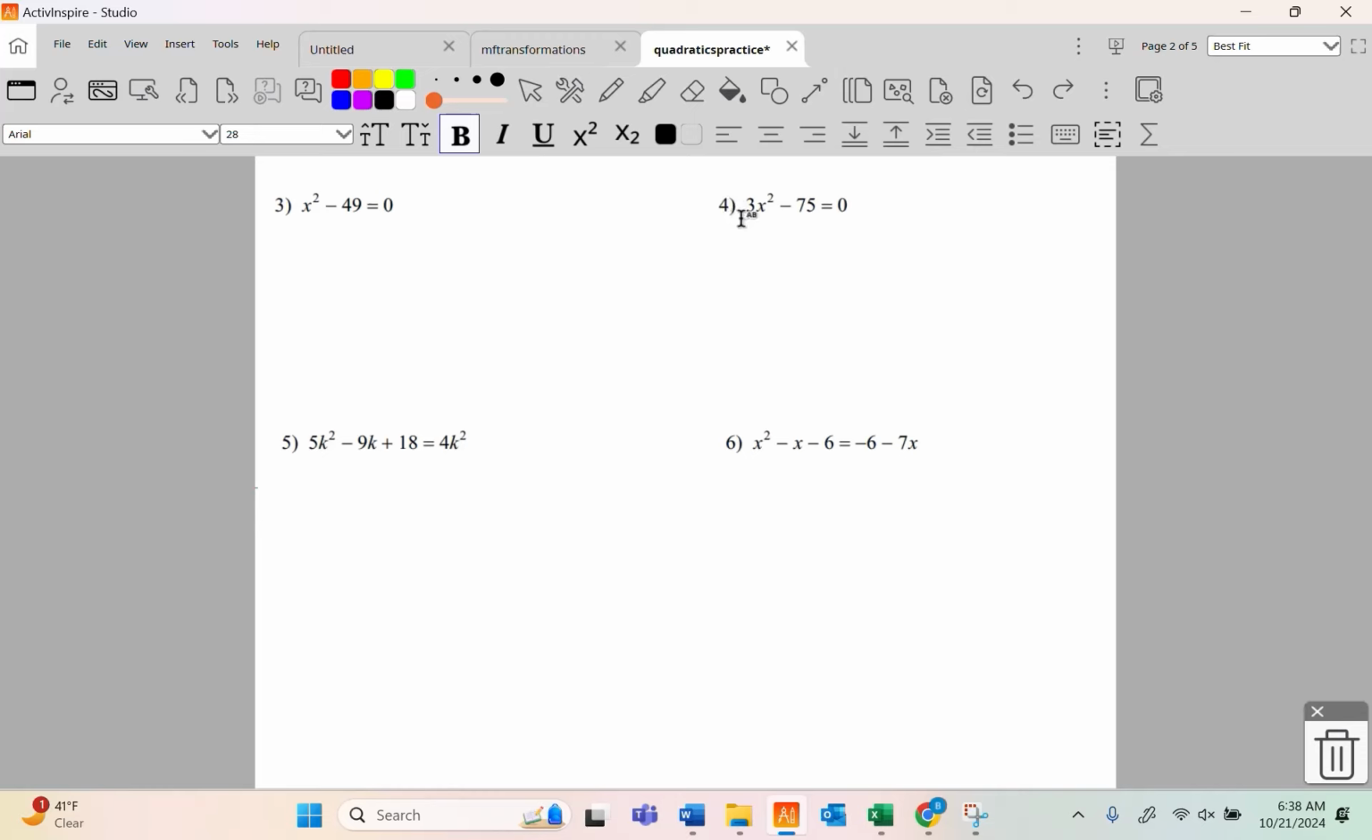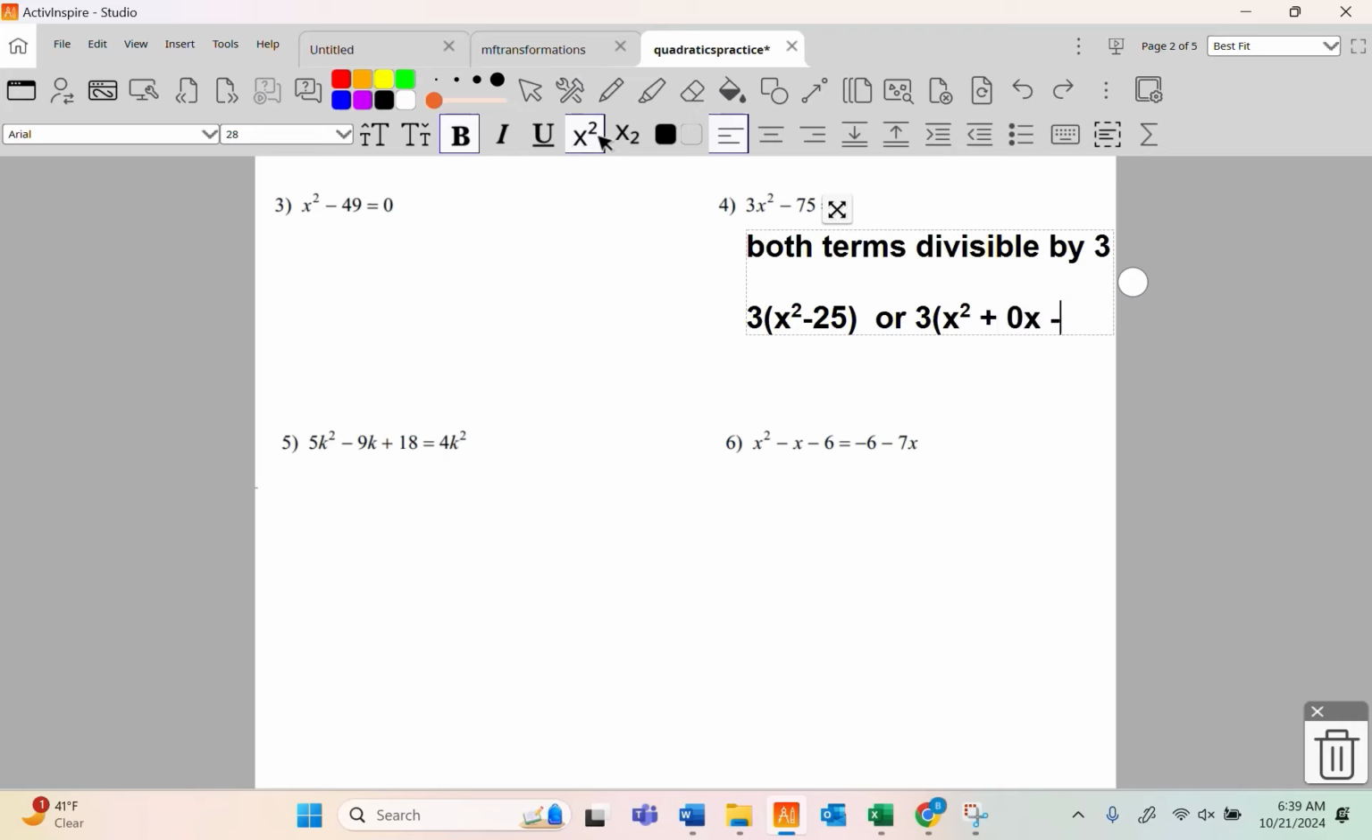Number 4 is kind of interesting. And there's other ways of doing this, but the big thing I notice on 4 is both terms are divisible by 3. So I pull that 3, and I'll be left with x squared minus 25. Now, it might be good for some of y'all to think about this as x squared plus no x minus 25.